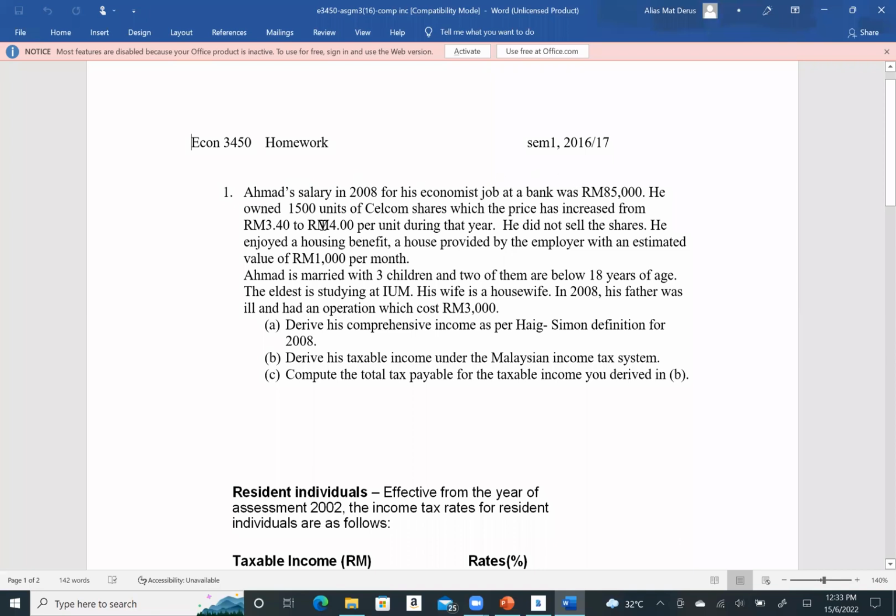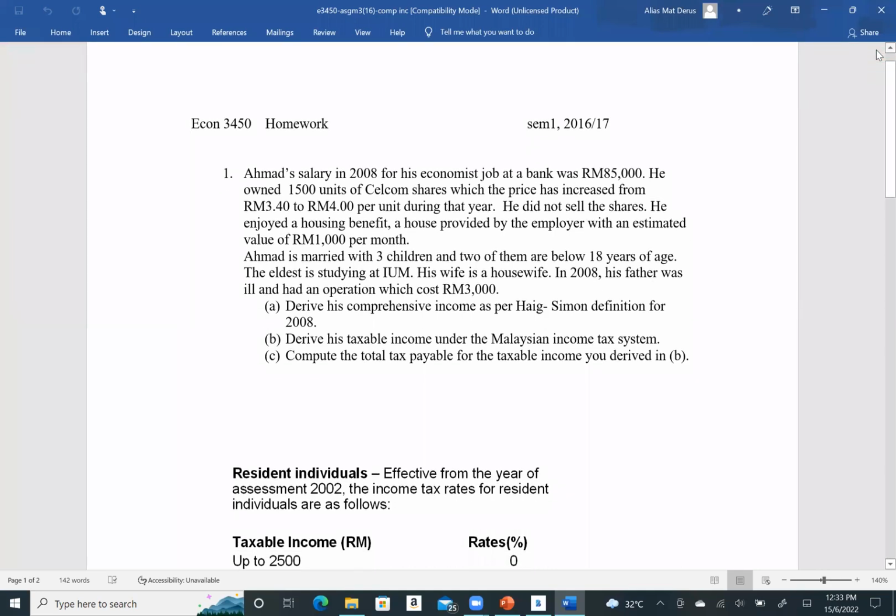So here, salary, okay, so this is a simple example. I would like you to get his comprehensive income. Now, comprehensive income, as we mentioned earlier, is measured over one period of time, 1 year. So make sure it is 1 year, and then consider sources of income, or income from all sources. Okay, all right. Do it now. Just do the first paragraph. If you have any question, ask me.